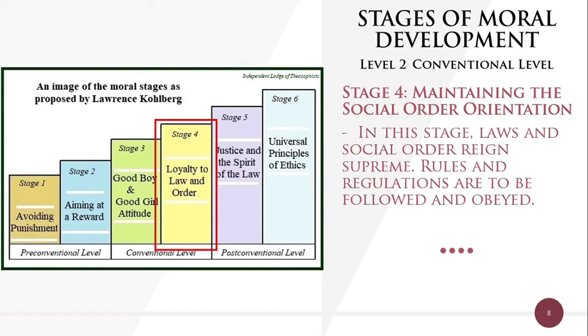So, stages 3 and 4 are called conventional. Because in them, the individual is sincerely loyal to the collective rules and norms. Okay? So, itong part na ito, itong stage 3 and si stage 4, they are called conventional. Okay? Because most of the kids in these stages are all about rules. Okay? Rules when it comes to making friends.